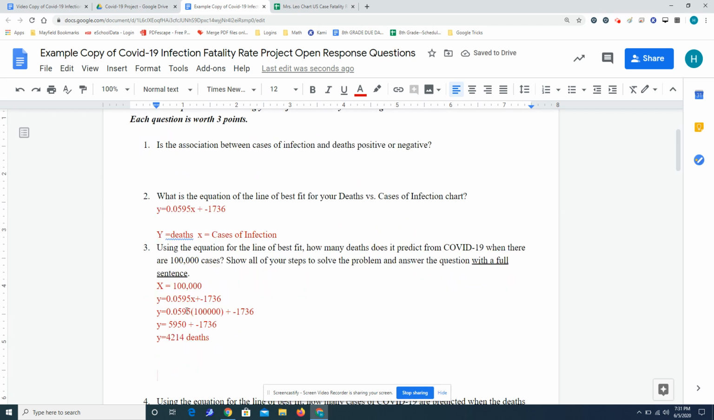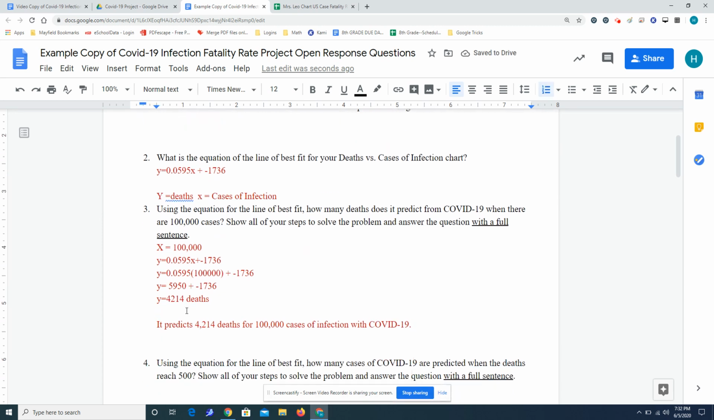So now I need to answer my question. How many deaths does it predict? So it predicts 4,214 deaths for 100,000 cases of infection with COVID-19. Which is a lot of deaths.